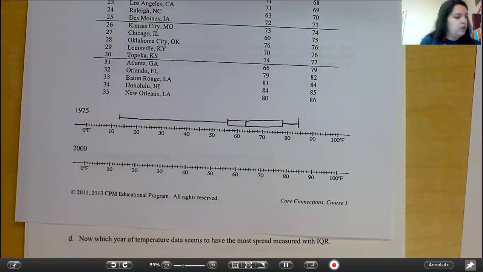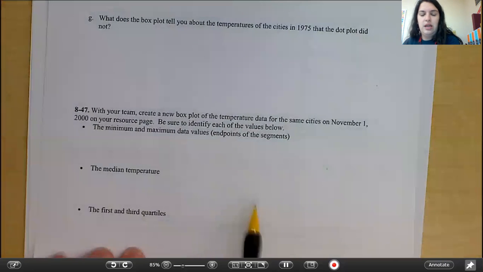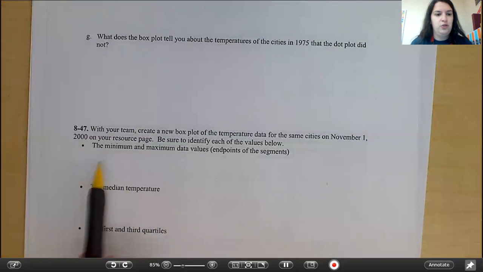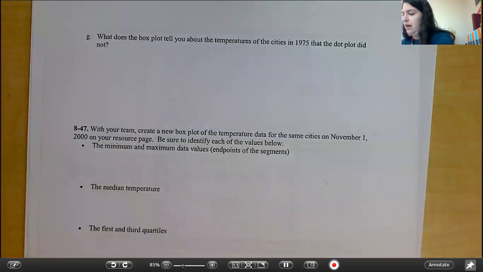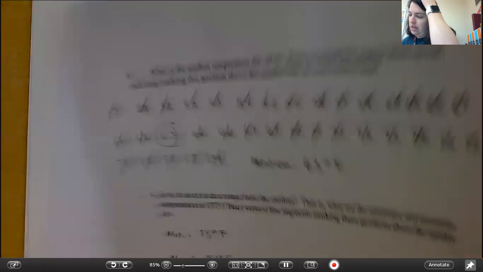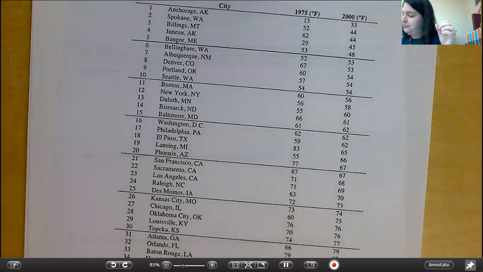Okay, 847 wants you to do the same thing that we just did, but with the temperatures for 2000. So you will be completing that for 2000, and that's going to be something that you are going to try on your own.